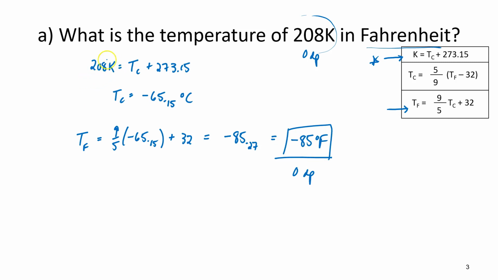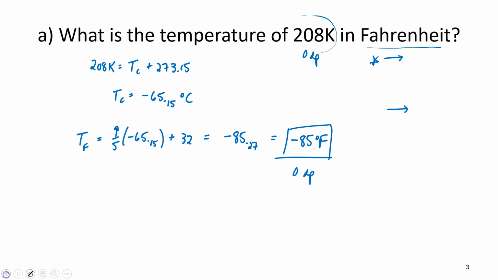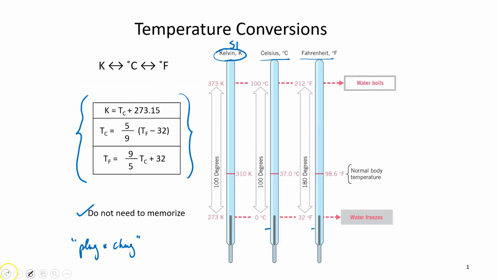Let's go back and find 208 on our temperature scale. Here it is. 208 is going to be way down here on the Kelvin scale, so I'm not surprised that we got a negative temperature.